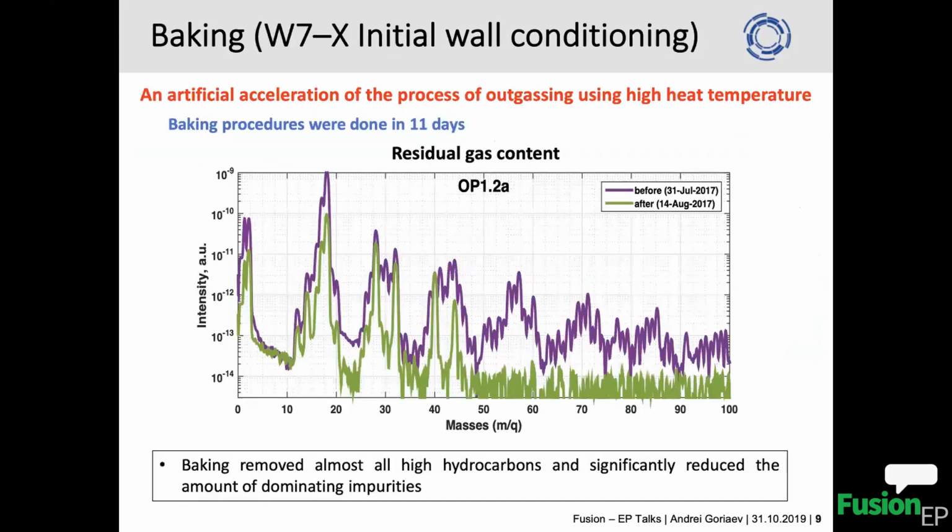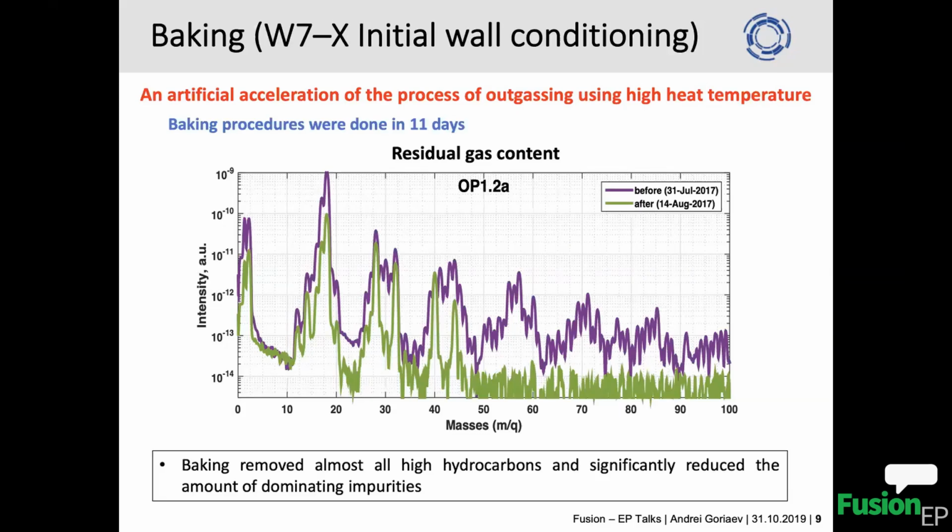As I said, the first and must-do wall conditioning technique is called baking. You simply heat the walls of the vacuum vessel up to a certain temperature. In the case of W7-X, the whole baking procedure was done in 11 days, and it was baked up to 150 degrees C. The results of baking are immediately shown here.